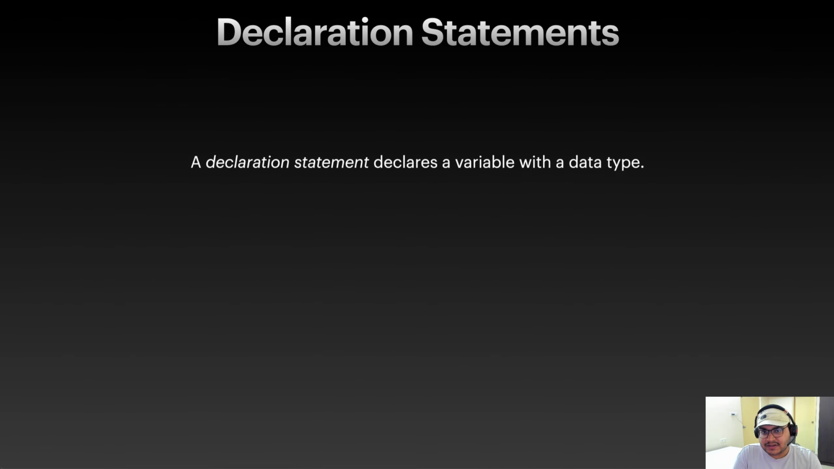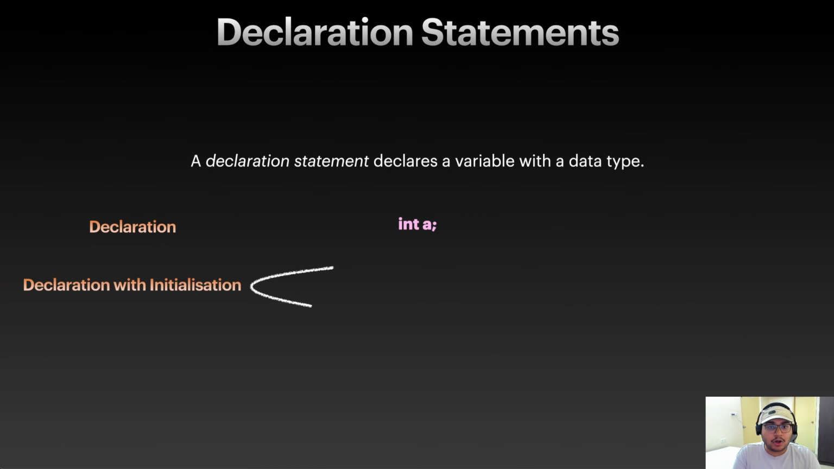A declaration statement declares a variable along with its data type. You have seen many examples of this. For example, int a followed by a semicolon declares a variable named a of data type int. Or in the second case, we are declaring a variable named avar and assigning 28.43 to it. So that is declaration along with initialization. And all of them end with a semicolon, representing that they are statements.